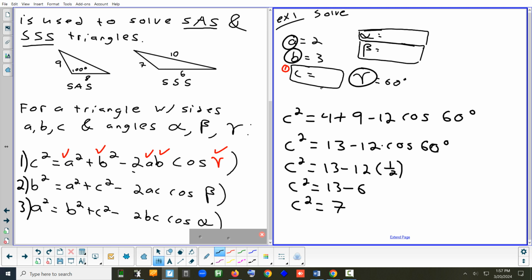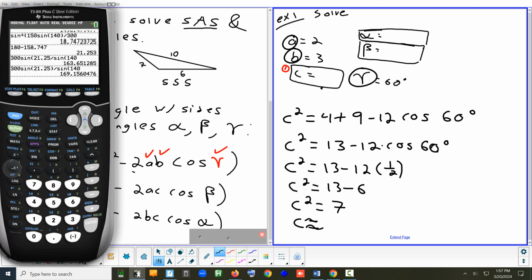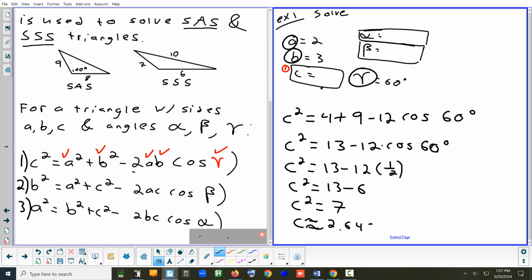We want a number to put in this box though. It's not 7. We have to take the square root. And this is going to be an approximate answer because we're going to round it off. And how many decimal places do we round to? I'm going to go with 3. So square root of 7, 2.646. Okay, and that's how you use the law of cosines to find a side. Those are the steps. Maybe a couple of those steps you could have combined together, but that's how you do it. Any questions how we got C?